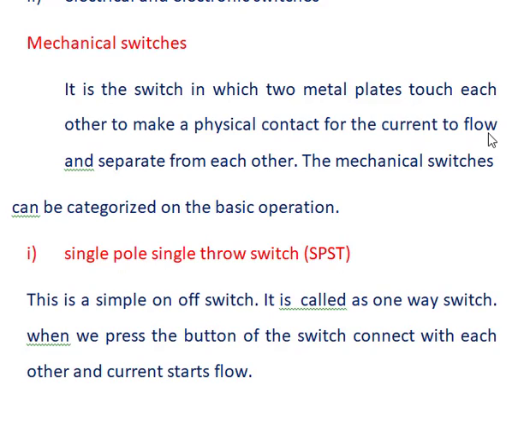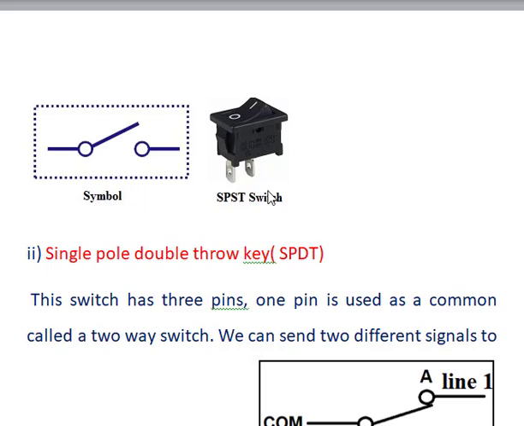When we push the button of the switch, the plates inside, the poles inside this simple SPST switch, connect with each other and the current starts to flow. So it is the SPST switch. It has two poles. If you press, it connects with this, so the current is passed through this circuit.